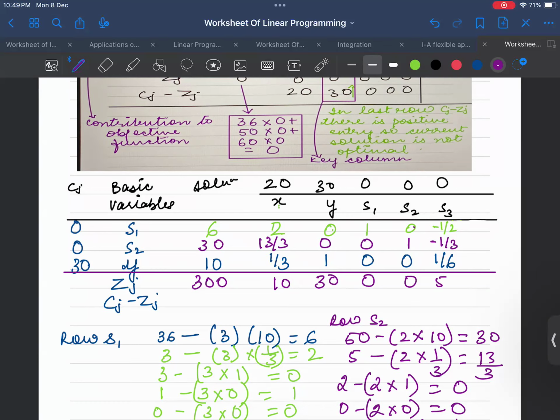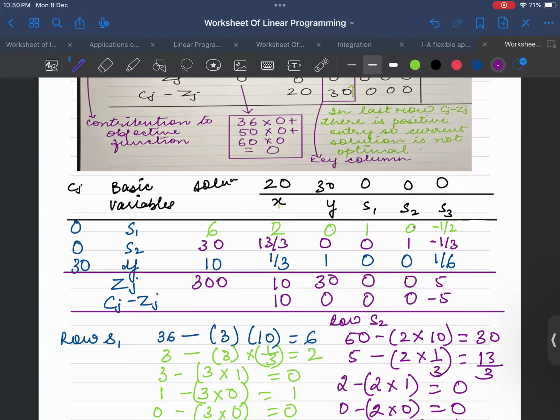Now the net effect, Cj minus Zj, we will calculate from here. It would be 20 minus 10 is 10, 30 minus 30 is 0, 0 minus 0 is 0, 0 minus 0 would be 0, and here 0 minus 5 would be minus 5. What was this? Sorry. Okay, so it's very clear.